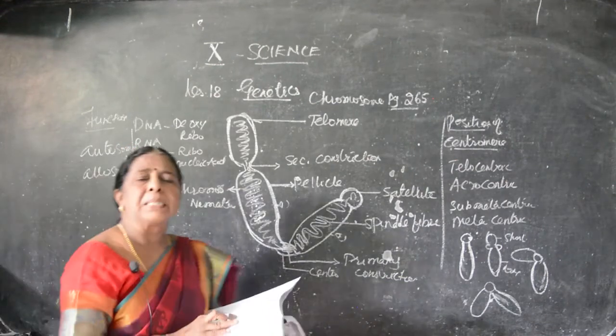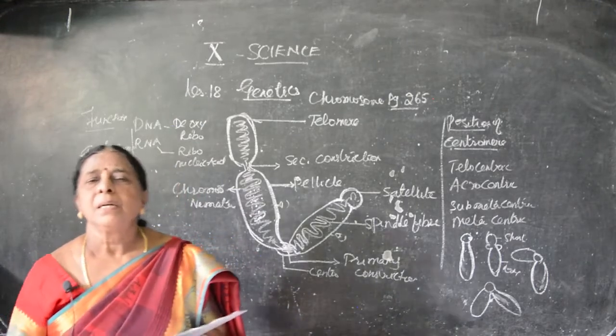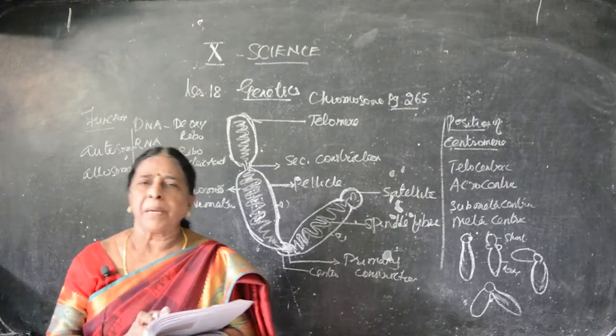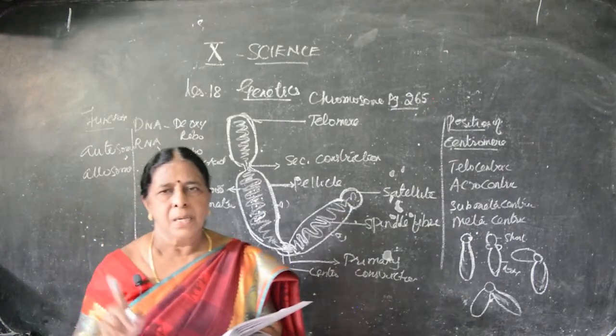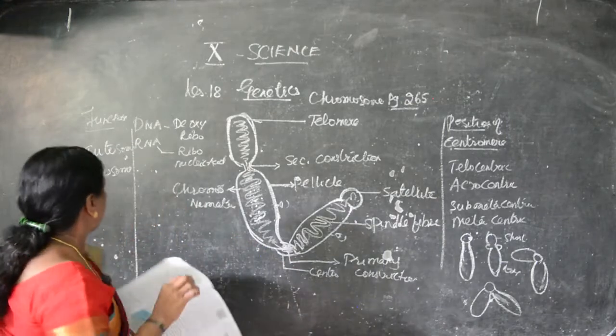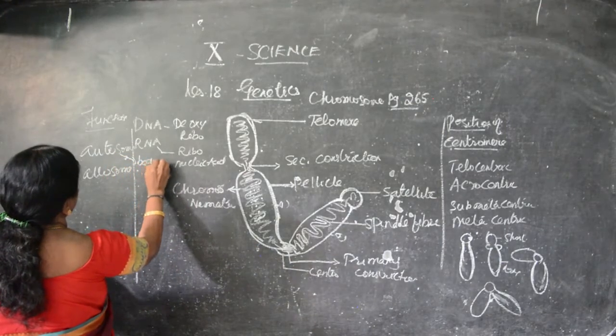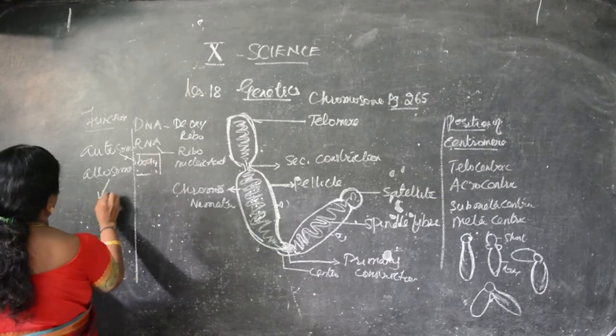Autosome, we have 2 kinds of chromosomes in our body. That is, totally 23 pair of chromosomes in human beings. Then 22 pair autosome. Only 1 pair is allosome. Auto means somatic cells, that is bodily cells. Autosome, bodily cells. Allosome, reproductive.